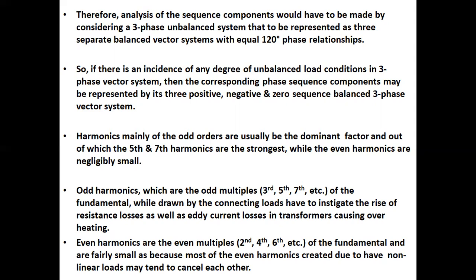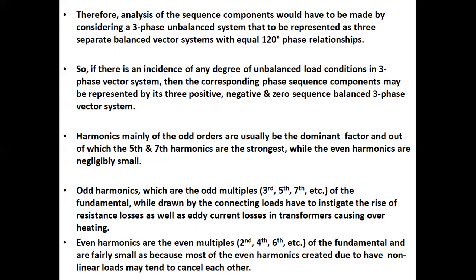Harmonics mainly of the odd orders are usually the dominant factor, and out of which the fifth and seventh harmonics are the strongest, while the even harmonics are negligibly small. Odd harmonics, which are the odd multiples, that is third, fifth, seventh, etc. of the fundamental, while drawn by the connected loads, instigate the rise of resistance losses as well as eddy current losses in transformers, causing overheating.